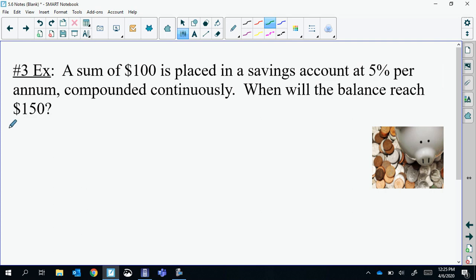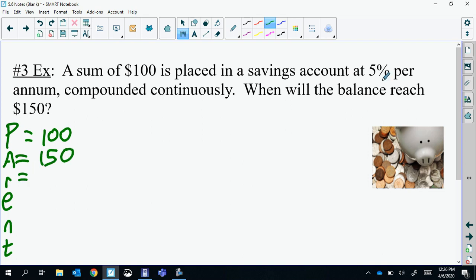So we start the same way. The principal is 100. When will the balance reach 150? So that's our final amount. Our interest rate is 5%, so 0.05. And then when will it reach? That's time, so that's going to be our x.